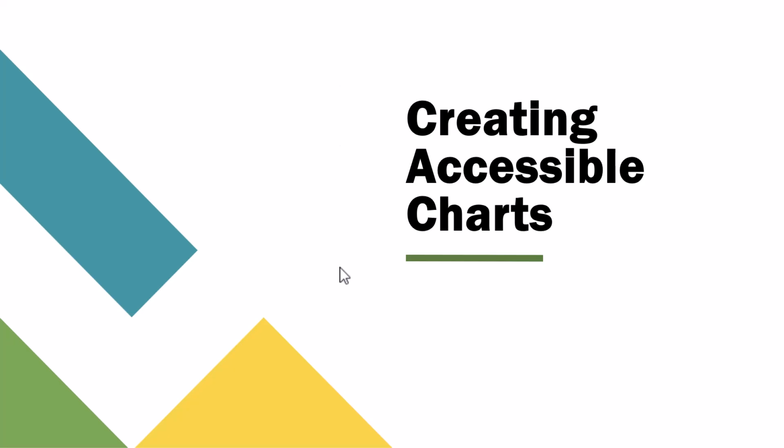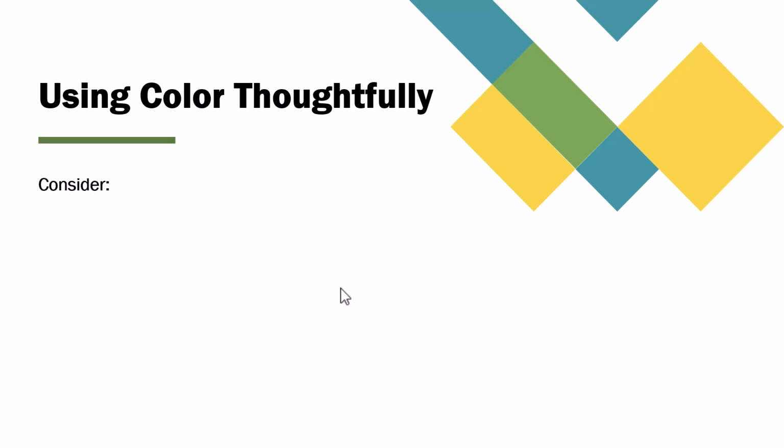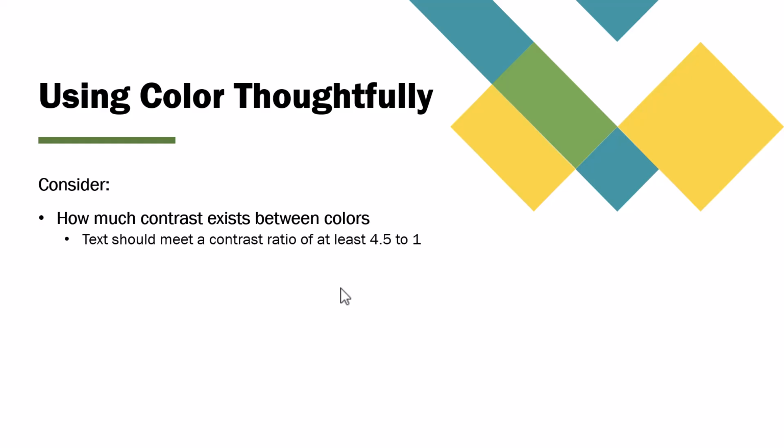easier to understand. Color can be incredibly effective in helping viewers see patterns and differences in data, but only when it's used thoughtfully. When designing a chart, think about more than just what looks appealing. Consider how much contrast exists between colors. A good rule of thumb is text should meet a contrast ratio of at least 4.5 to 1. Also consider whether text is readable against its background. Any text that appears in a visualization, titles, axis labels, legends, or data values, needs sufficient contrast against its background.